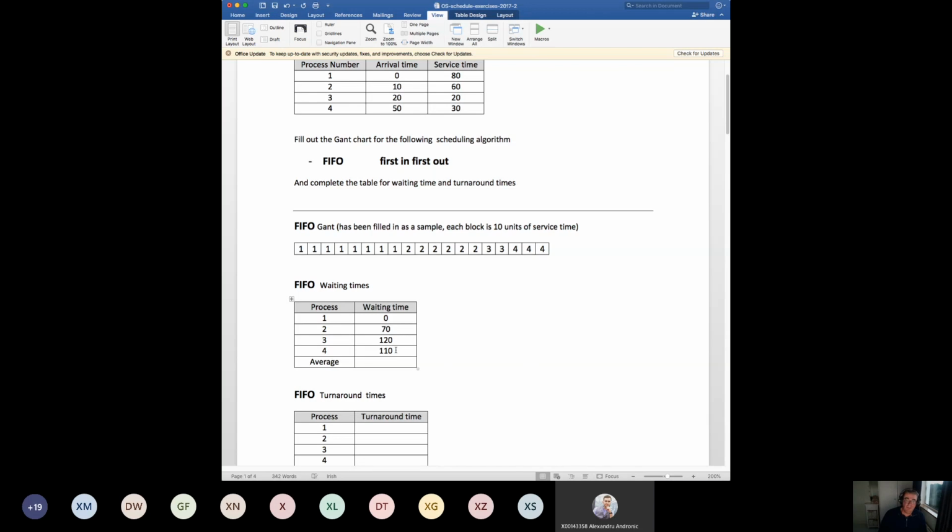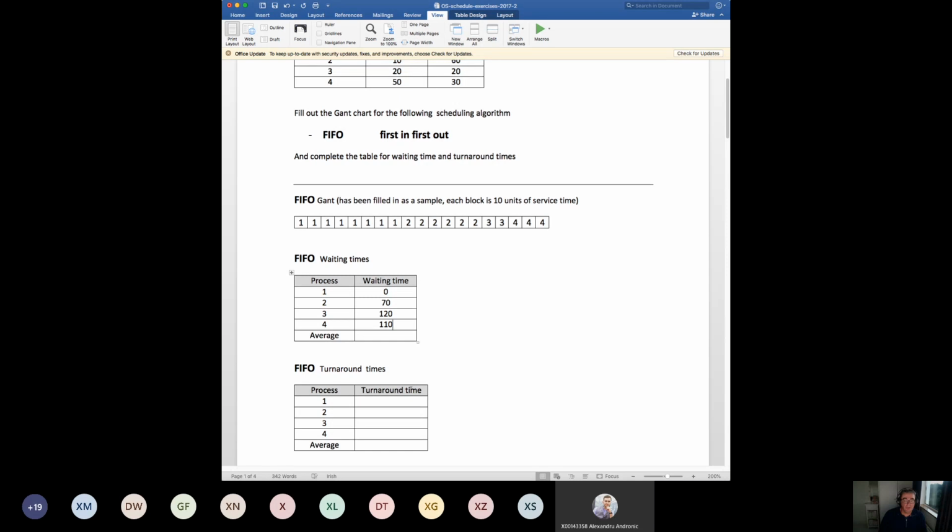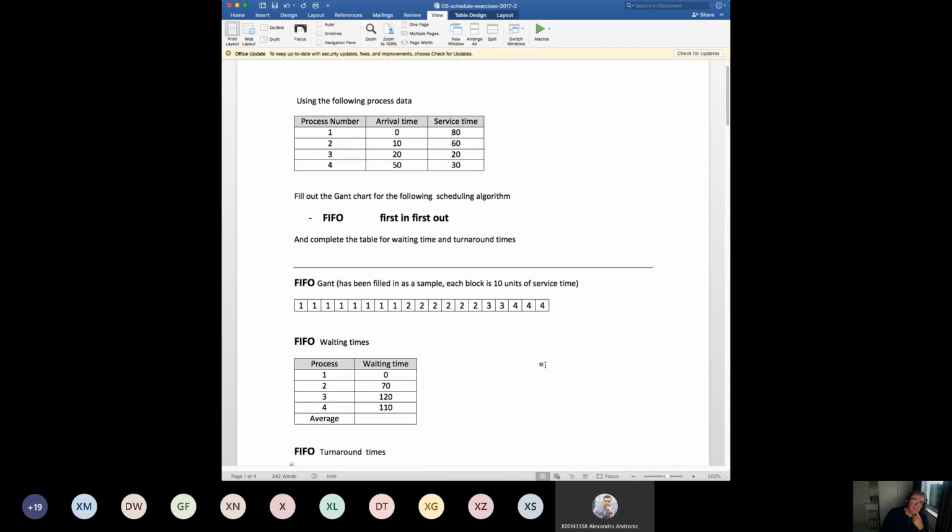All right? Average, you can add those up and divide by 4. So turnaround time, I'm not going to do them all. Somebody tell me what the turnaround time for number 3 is. Now let me just, turnaround time for number 3. 140.